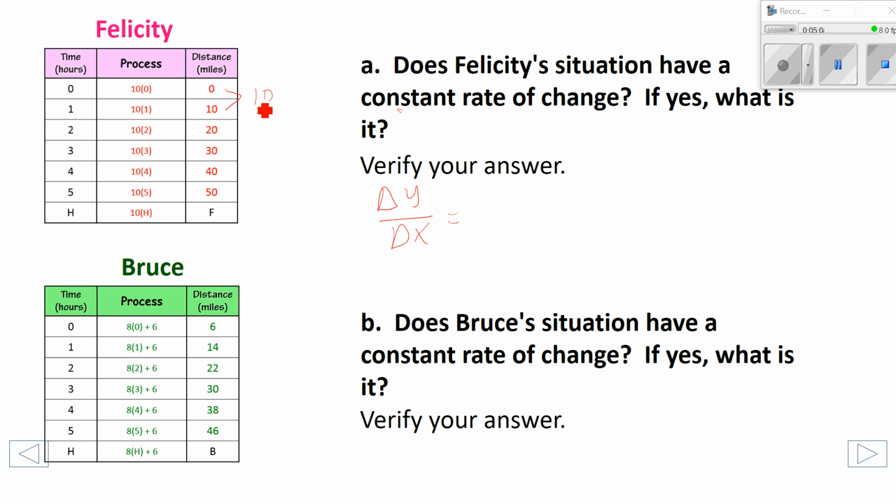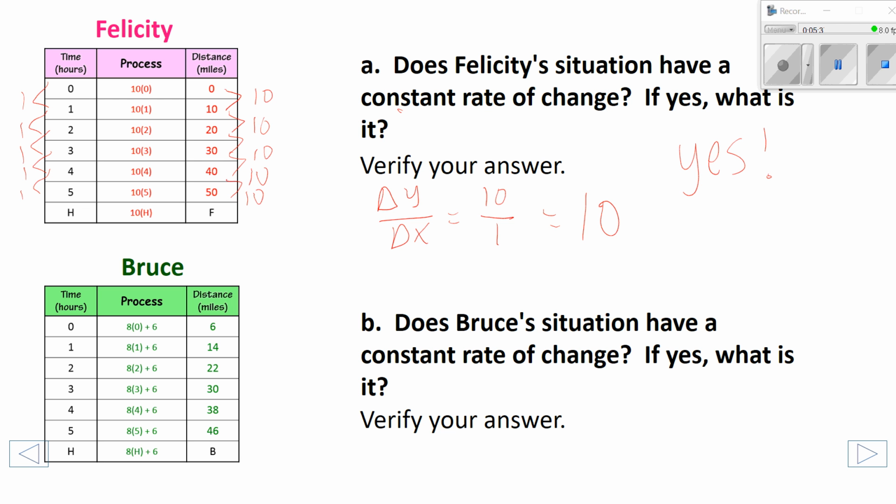So from here to here, we know that it's 10. We know this is 10, this is 10, this is 10, this is 10. And over here, it is going by 1. So we know that our constant rate of change for Felicity, the ratio is 10 over 1, and it's the same. So we know that her constant rate of change is 10. So the answer is yes, she does have a constant rate of change.